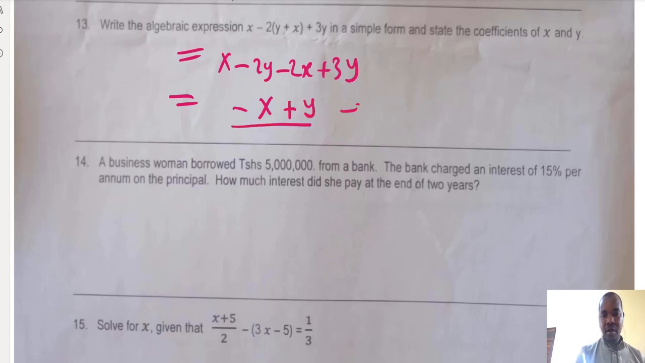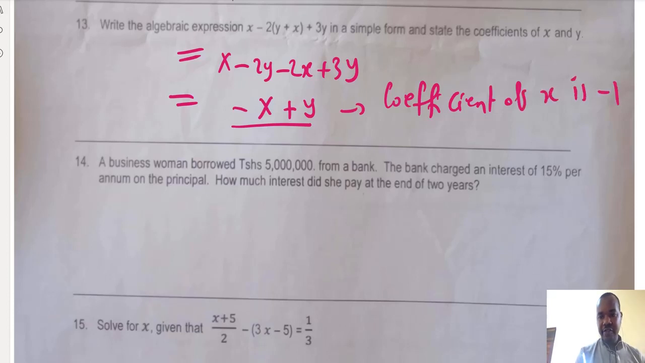So coefficient of x is negative 1. Coefficient of y is plus 1.